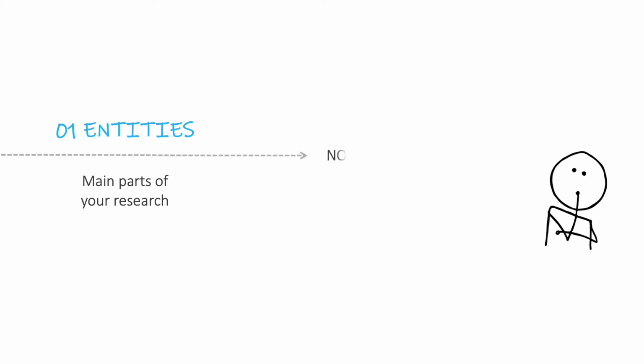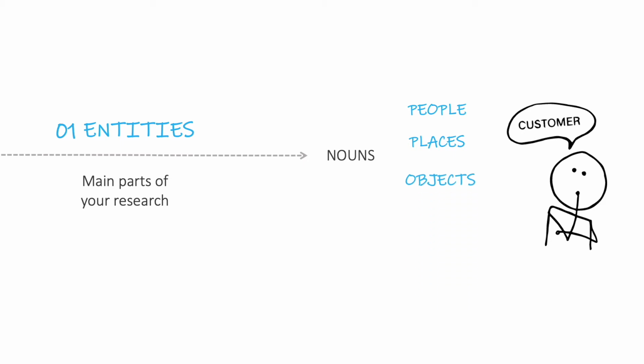First, entities are the main parts of your research. You can think of them as nouns. It can include people, places, objects, and problems or goals.